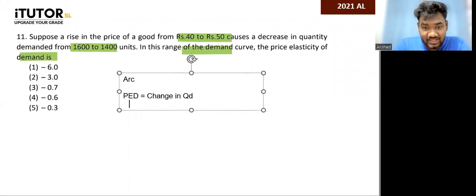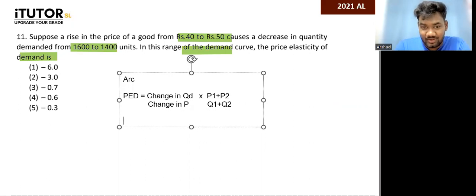So how do I calculate arc PED? Change in QD over change in price, right? Change in price multiplied by P1 plus P2 divided by Q1 plus Q2. So what are the numbers, guys?